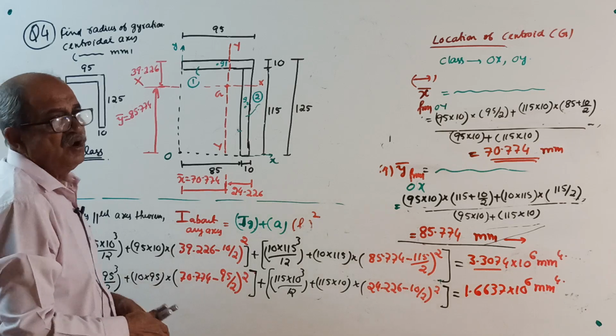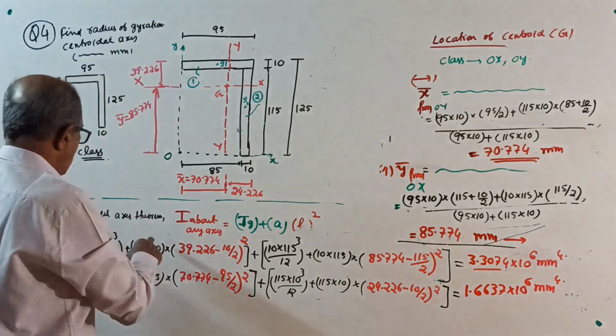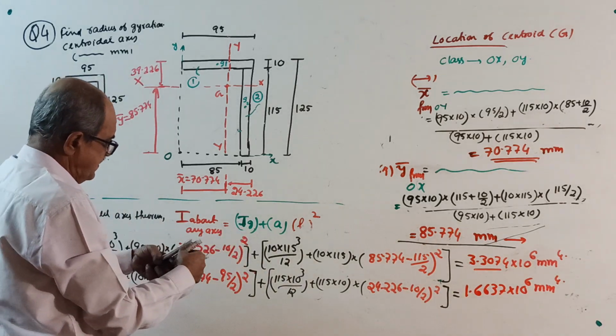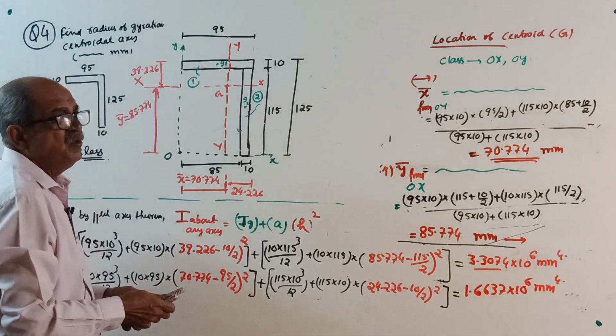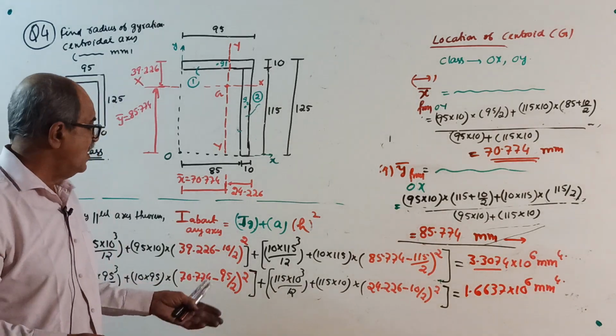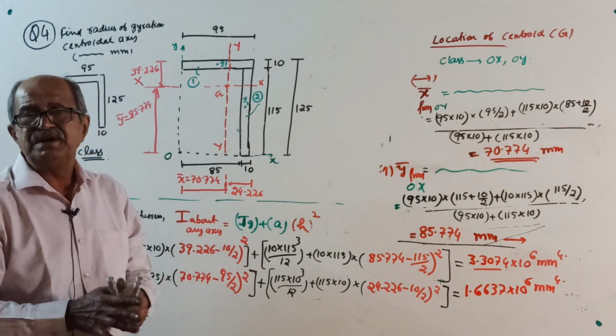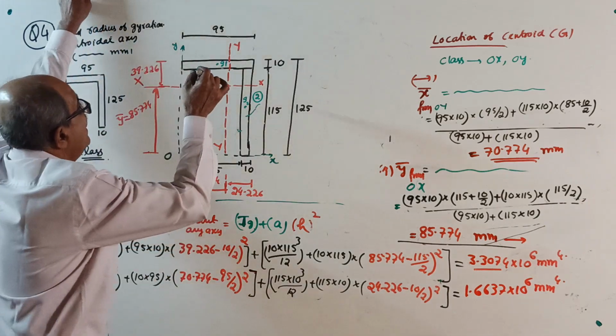Now, go for the moment of inertia calculation. I about any axis is Ig plus A h square. Actually, next time I won't write this one. Start. Now, first of all, I need not explain. Look at the board and do it. But still, I am doing my duty.